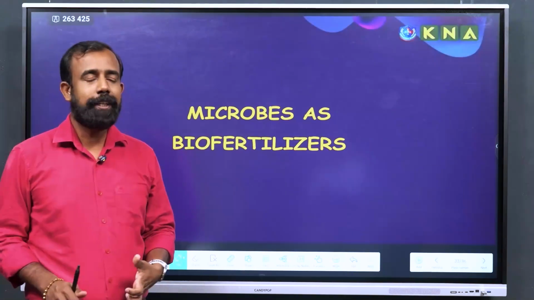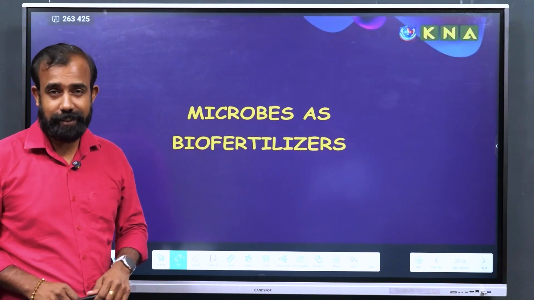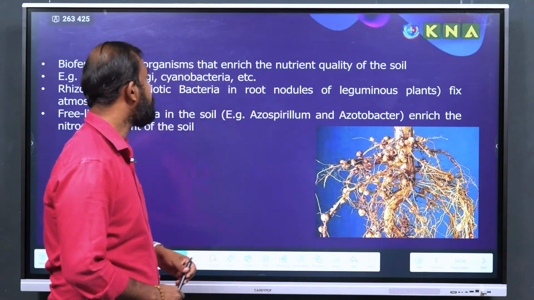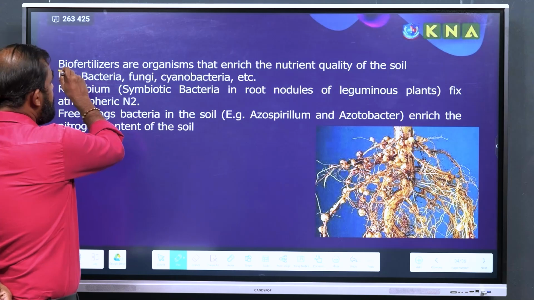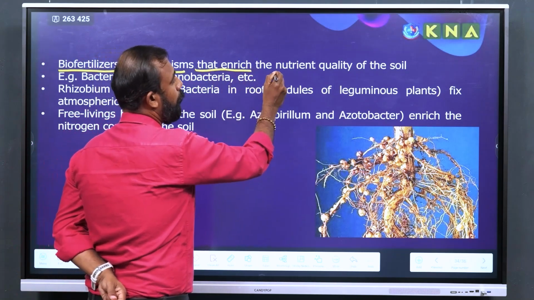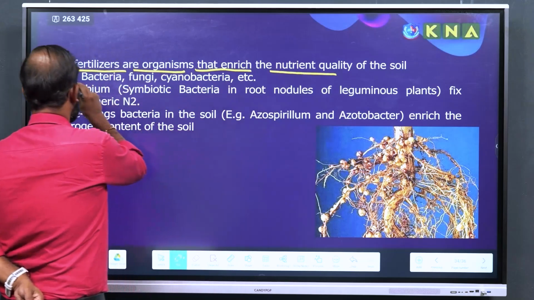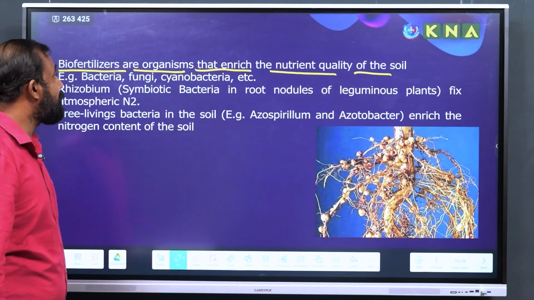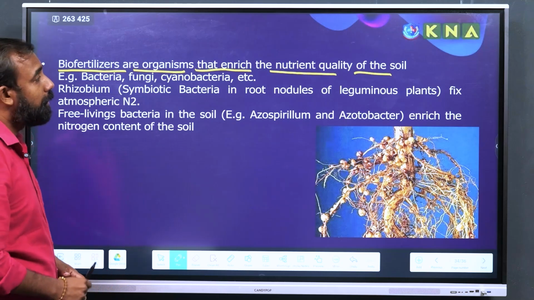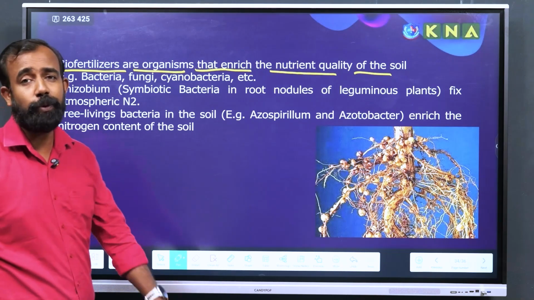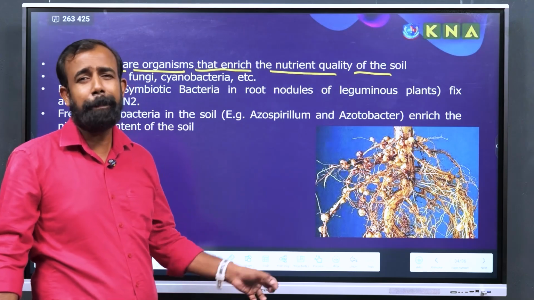Clear? So next, microbes as biofertilizers. What do you mean by biofertilizers? Biofertilizers are organisms that enrich the nutrient quality of the soil. It's very important. These microbes are called biofertilizers.